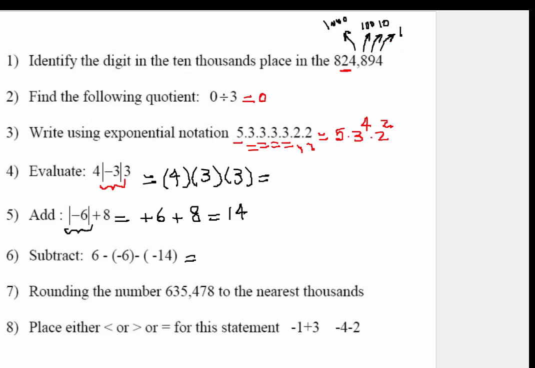So in this case, I can write this as positive, and this 2 also returns to positive. So really what I have here is 6 plus 6 plus 14. If I add these three numbers together, I get 12 plus 14, so I would get 26.